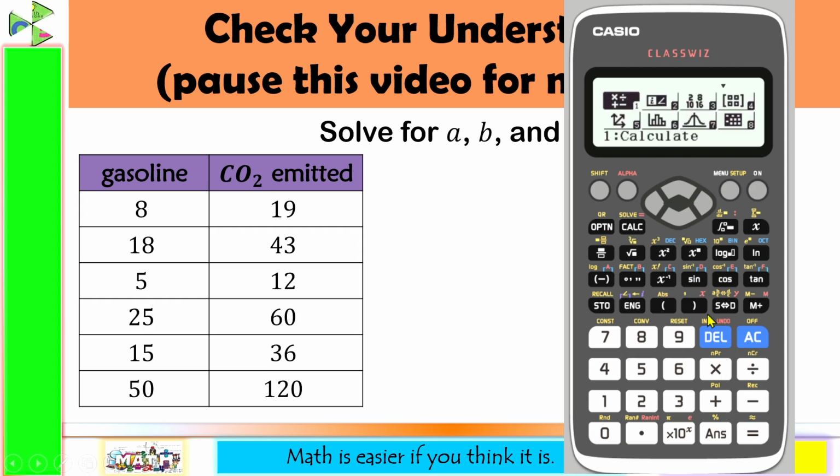Again, I'm going to choose 6 for statistics. And then since we have two variables, I'm going to choose 2. Now I'll input the data. The first one is 8. And then we have 18. Then we have 5, 25, 15, and 50. Let's move to the next side for the y values.